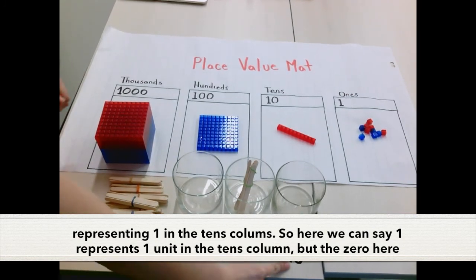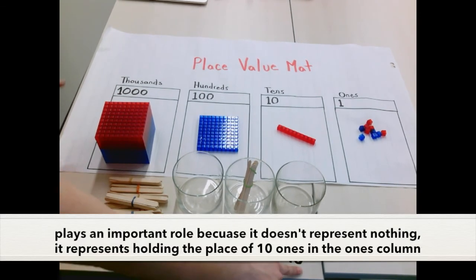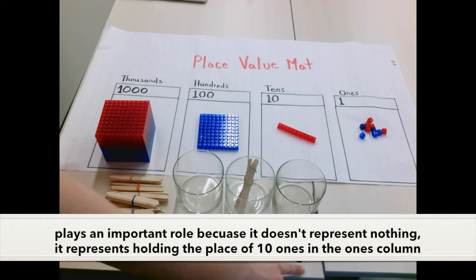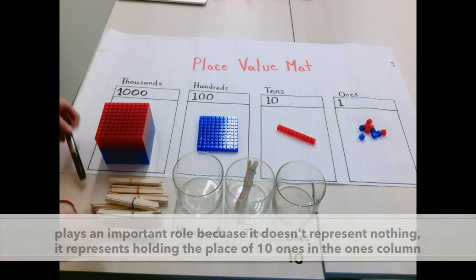So here we can say 1 represents 1 unit in the tens column, but the 0 here plays an important role because it doesn't represent nothing. It represents 10, or it's holding the place of 10 ones in the ones column.